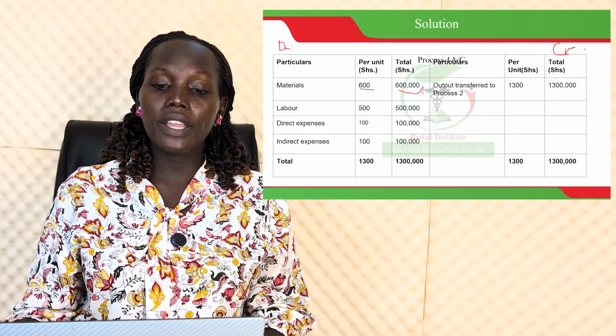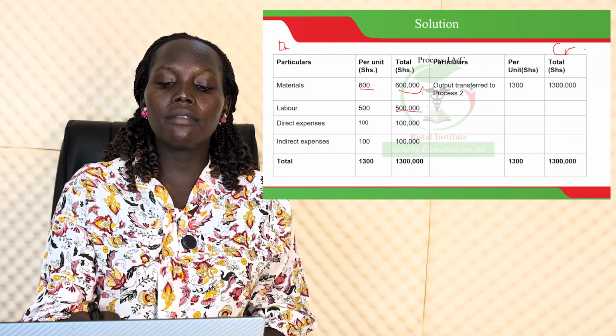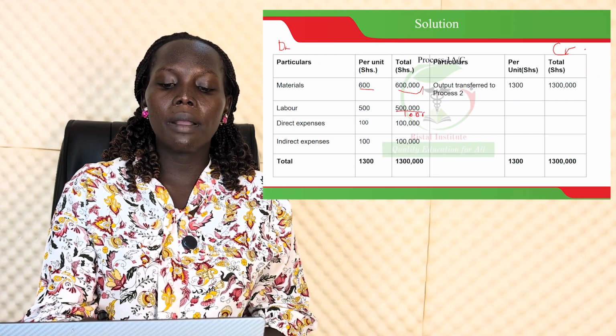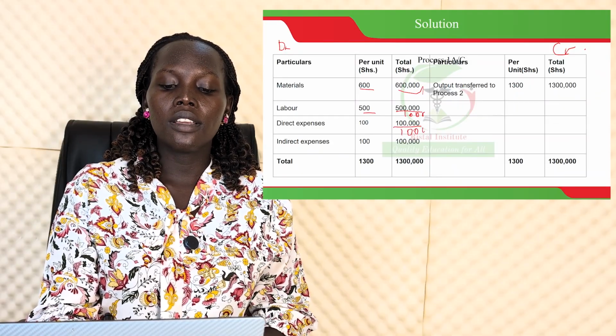Labor they gave us, we are still in process 1. Labor they gave us 500. So we divide the 500,000 by 1,000 to get this, and also the same, divide by 1,000 to get this.